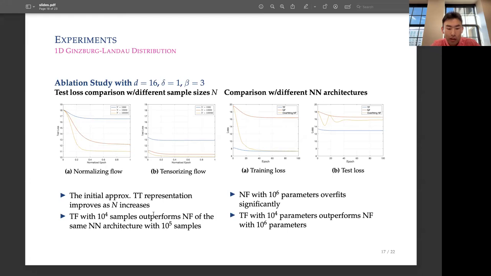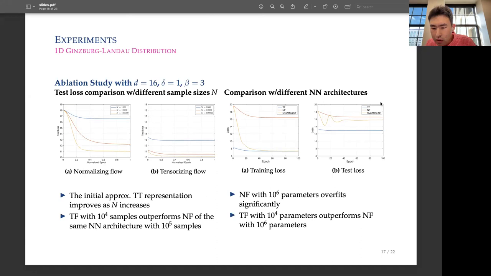And on the right is an ablation study of different neural network architectures. You may wonder, why don't we make the normalizing flow as powerful as tensorizing flow by increasing the size of the neural network? But it turns out that if we expand the size of the neural network so that the training loss of normalizing flow matches that of tensorizing flow, then it will present the overfitting phenomenon significantly, as you can see on the right in figure B.